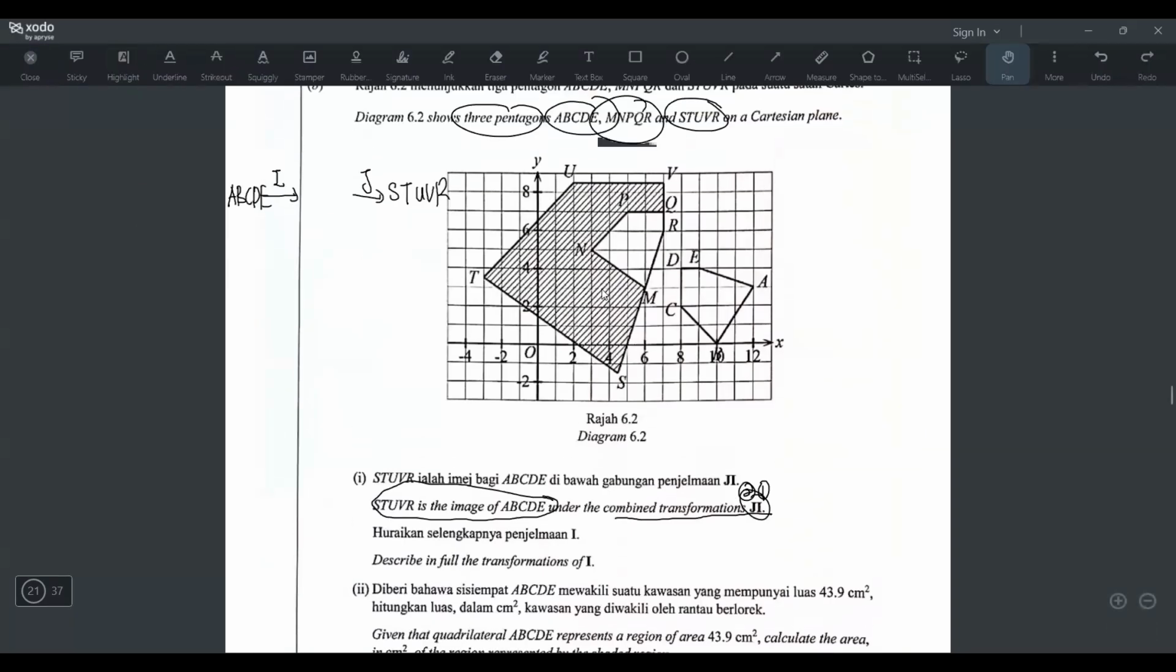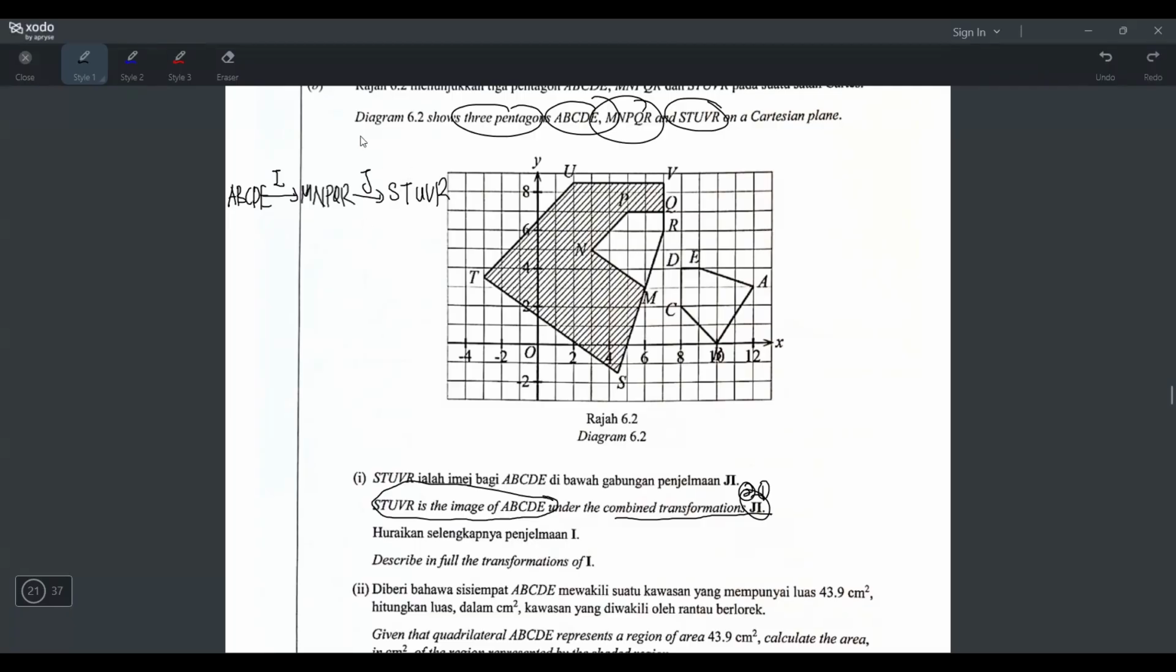If you look at the diagram, there are 3 pentagons. So whichever one they never mention, that's the one you write here. ABCDE is already written. STUVR, the biggest one, is already written. So this one definitely is MNPQR. That's the only one left.